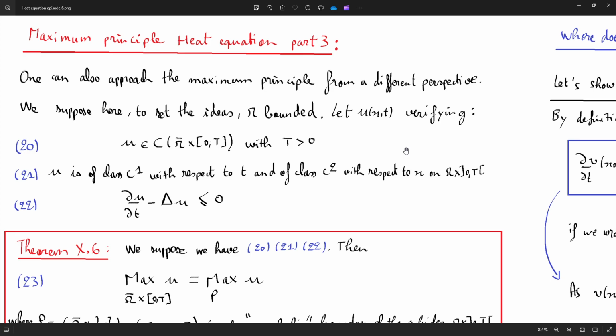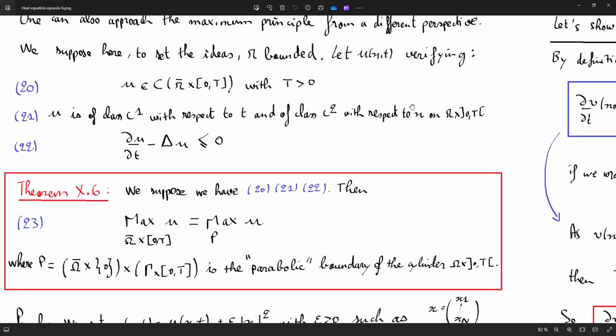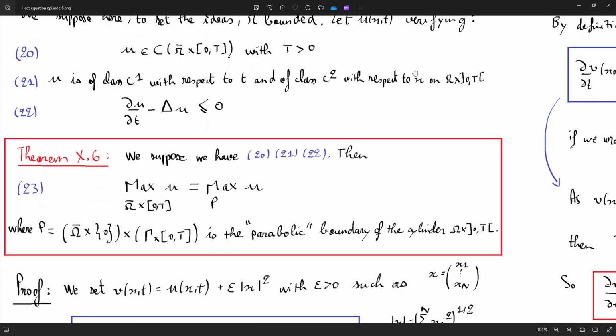Now, theorem 10.6. We suppose we have 20, 21, 22 verified, then we have 23. The maximum of u on omega bar times 0, T is equal to the maximum of u on P, with P equals omega bar times 0 union gamma times 0, T. P is the parabolic boundary of the cylinder omega times 0, T.